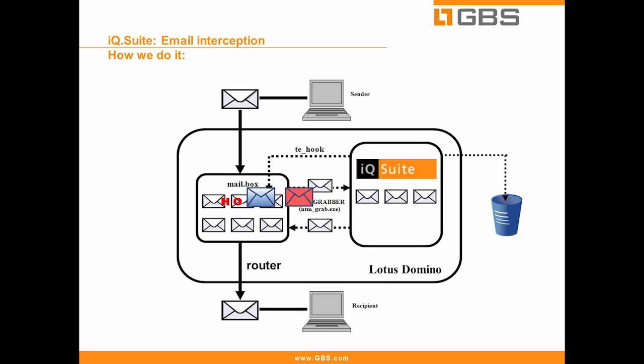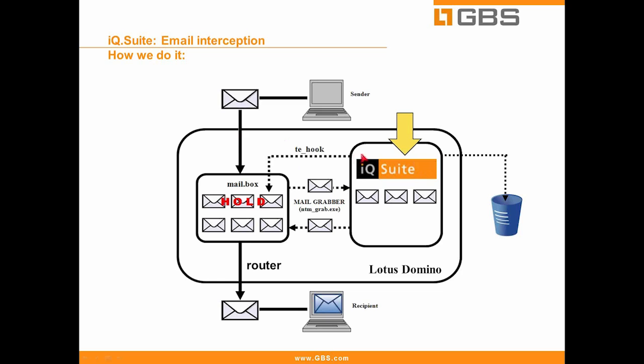Okay, so the email gets transferred to our IQ suite, it gets processed, and once it is processed and determined what to do with it, it gets delivered to the router and then from the router to the recipient. So this is how our email interception process works.